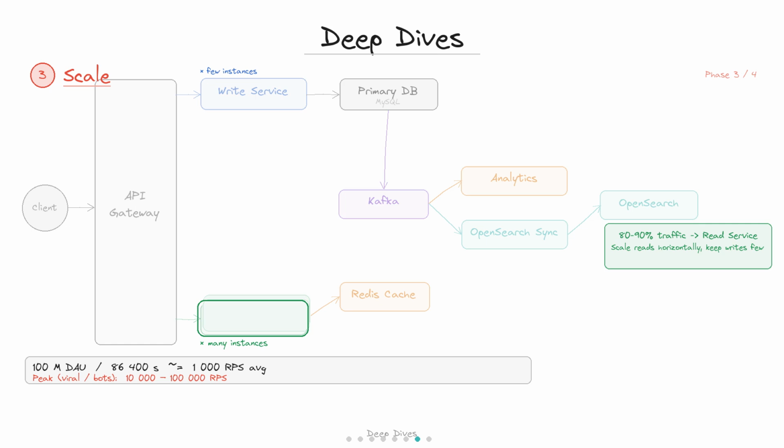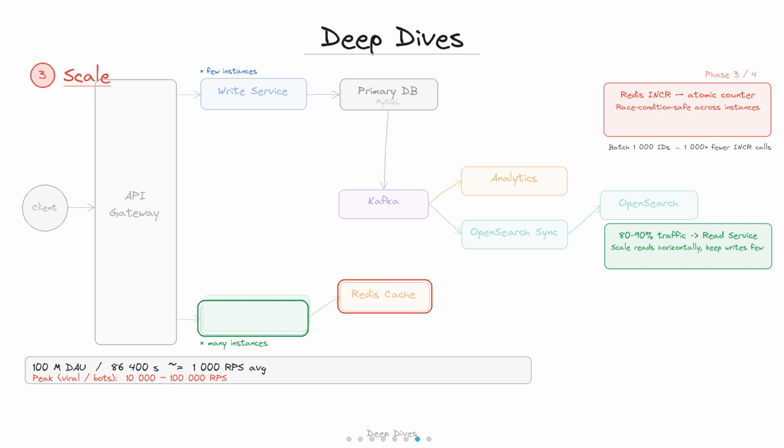Now the counter problem. If 10 write service instances each maintain their own local counter, they'll produce overlapping IDs and we're back to collisions. We move the counter to Redis and use the atomic incr command. Redis is single-threaded for command execution, so incr is race condition safe by design. To reduce Redis round trips, each write service instance prefetches a batch of 1,000 counter values at startup and increments locally from memory. It only returns to Redis after exhausting its batch. This cuts Redis traffic by a factor of 1,000.